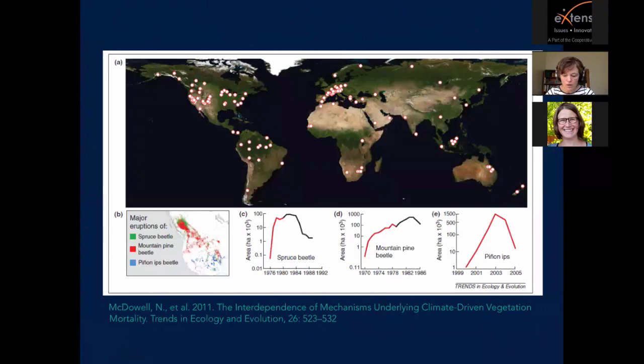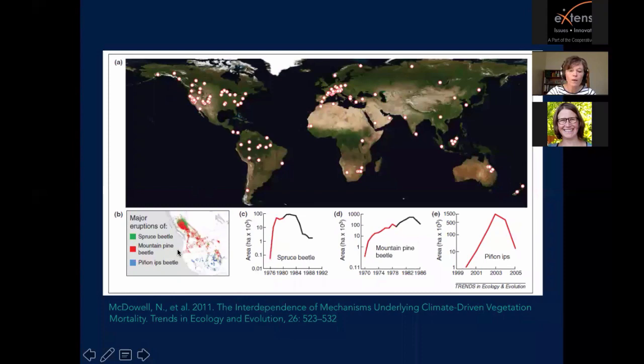This figure is from Nate McDowell and others, and this paper was a big deal because people started to think about global scale tree mortality dieback events. And so that top figure, all those dots are showing where documented mortality has been associated with droughts since the 1970s. And then this bottom figure is adapted from the work that Rafa did that I showed you earlier, showing eruptions of spruce beetle, mountain pine beetle, and pinyon ips throughout the western US and Canada. And so mountain pine beetles in red, spruce beetle in green.